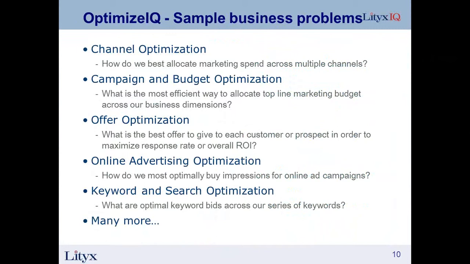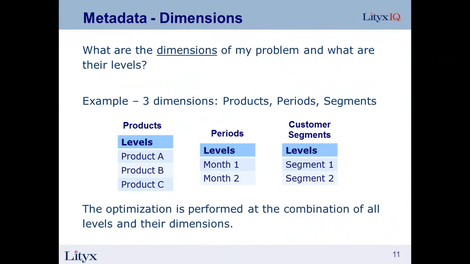So with that background, let's turn the page here and focus a bit on OptimizeIQ as we go through the rest of the webinar. As mentioned, it can be set up to solve a wide variety of marketing or other business problems, so things like channel optimization, offer optimization, web optimization like online advertising or keyword and search optimization, and we'll see some examples and walk through specifically some examples of that today.